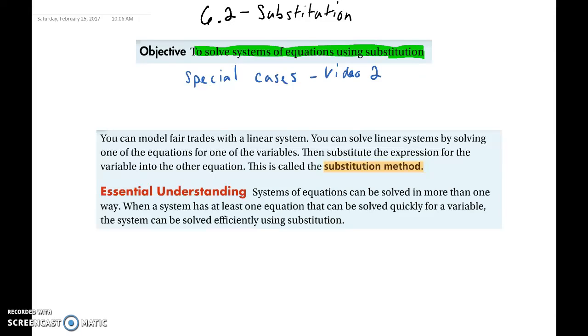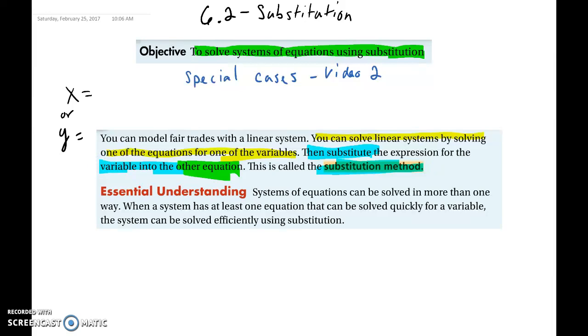Alright, so what is the substitution method? You can model fair trades with a linear system, and you can solve linear systems by solving one of the equations for one of the variables, meaning that you can say x is equal to or y is equal to. Since we know what that x or that y is equal to, we can then substitute the expression for the variable in the other equation. That's the key thing there, the other equation. So you want to make sure you're substituting it into the other equation. This is called the substitution method because we're substituting the expression in for the variable in the other equation.